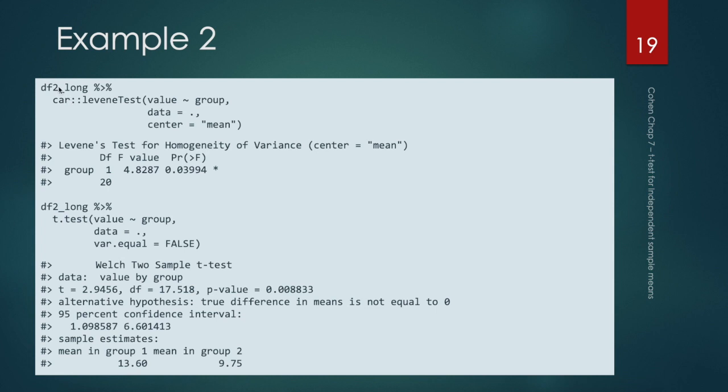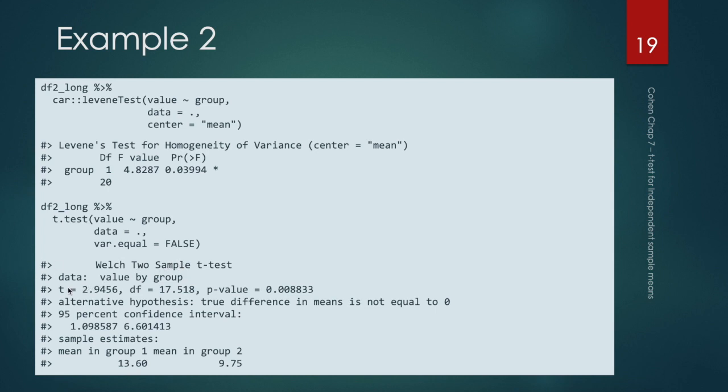Next step would be looking at the Levene's test, to see if there's homogeneity of variance. In this case, we have a significant Levene's test. That means we reject the null of homogeneity. In other words, we have heterogeneity. And here, when you see Welch two-sample t-test, this is when your variances are not equal. It's no longer just the two-sample t-test, but the Welch version.